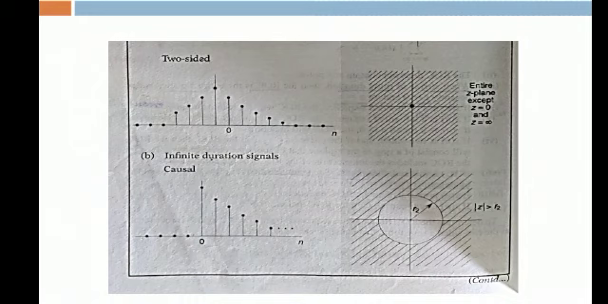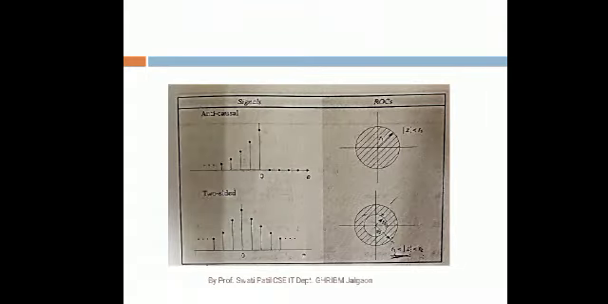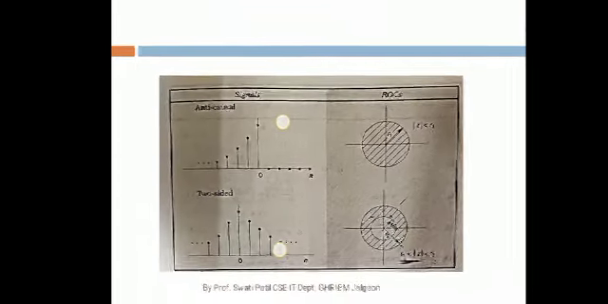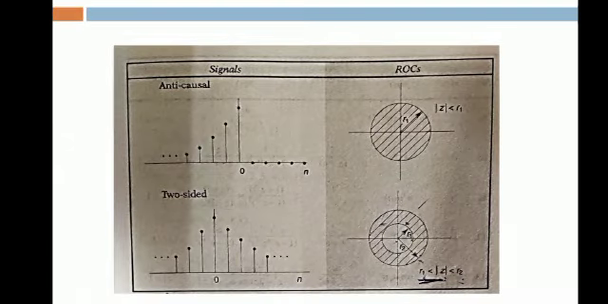The second category we have is infinite duration signals. First signal is the causal signal. For causal signal, we have the shaded portion outside the circle. So for infinite duration signal, if the signal is causal, then the region of convergence is outside the circle. When we have an anti-causal system in infinite duration signal, then the region of convergence is inside the circle.